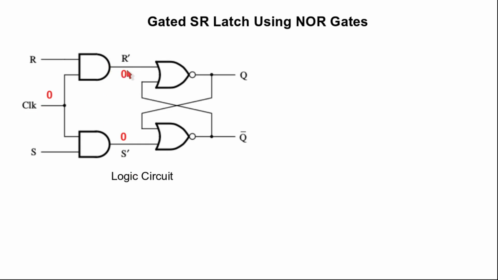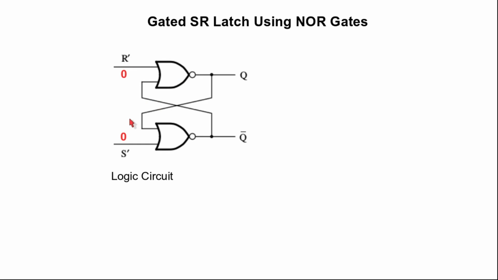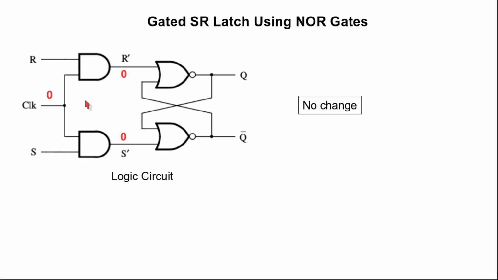So now these two inputs to the basic SR latch are 0. If we consider only the basic SR latch, we have both the inputs 0, which means there will be no change to the state. So what do we see? We see that when the clock input is 0, no change will take place in the state of the latch. Doesn't matter what the value of R and S is.